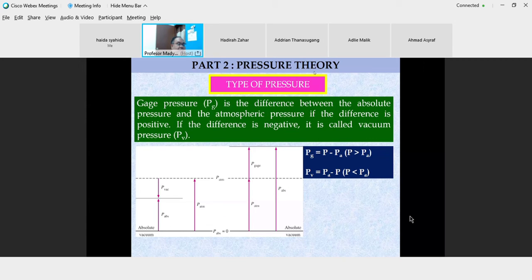So these are the PATM. If the P absolute is here and P absolute is higher than PATM, above atmospheric pressure, that is known as the gauge pressure. If it is negative, like this, it is known as vacuum, right? Okay, so that's the difference between the gauge pressure and the vacuum pressure.